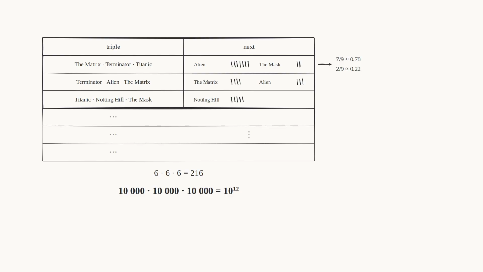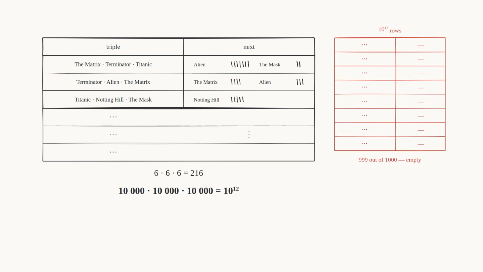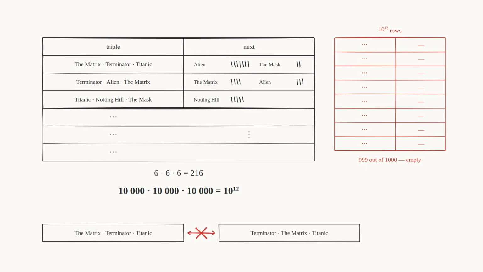Now the real catalog, 10,000 films. 10,000 cubed is a 1 with 12 zeros, a trillion triples. And even if the log holds a billion views, a gigantic log will have seen fewer than 1 triple in 1,000. So almost every row of this table just stays empty. A user shows up with a triple the log has never seen, and the table has literally nothing to say. It's silent. And it's actually worse than that.